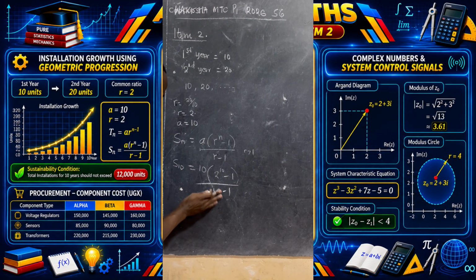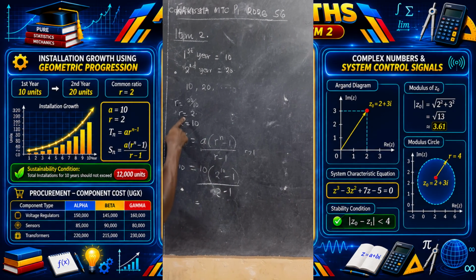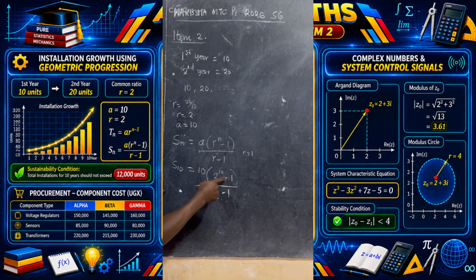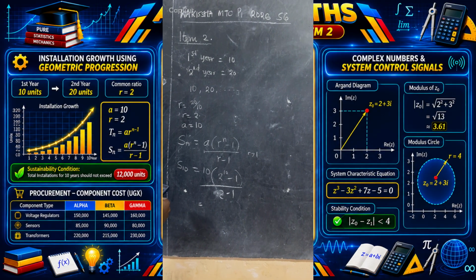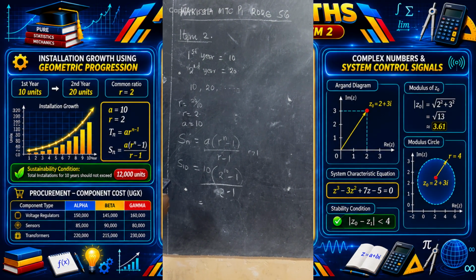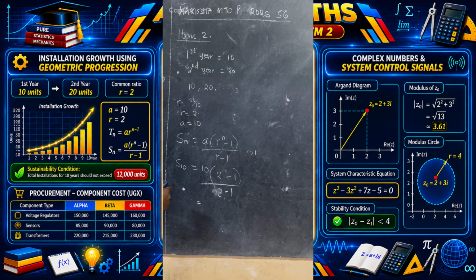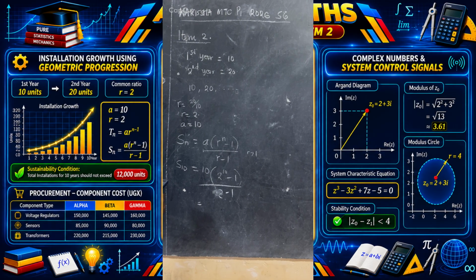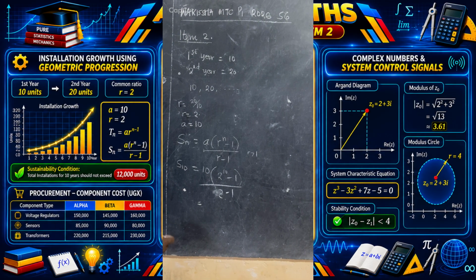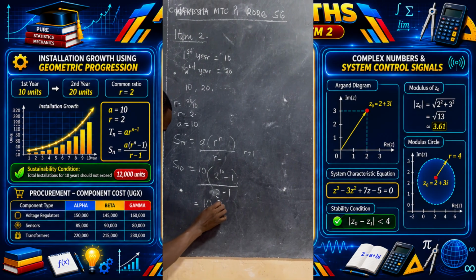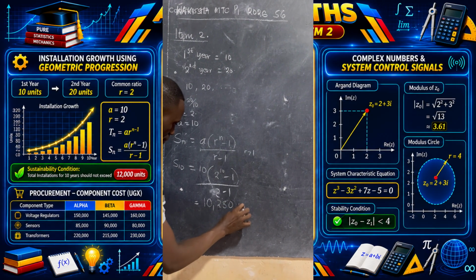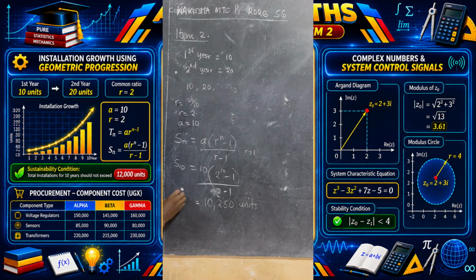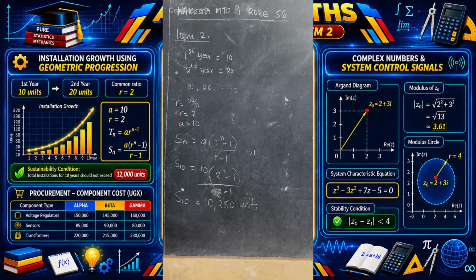R is not 10, it's a 2, sorry. Our R is 2, not 10. So it is 2 to the power 10 minus 1, which is going to be 1023. This is a 1, so it goes. Then times 10, which gives us 10,230. So this will be the sum of units installed after 10 years.